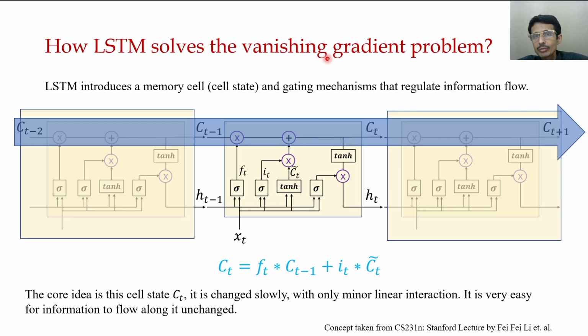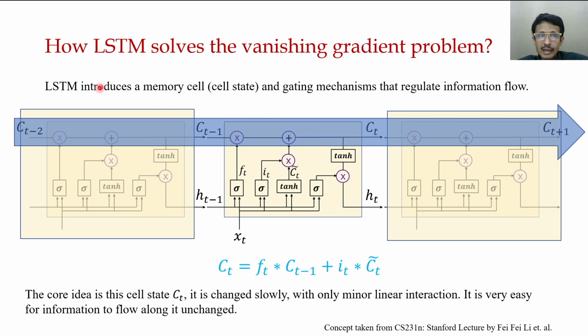Now, how does LSTM solve the vanishing gradient problem? We have this formulation and this kind of structure. This is the t minus 1 state, this is the t-th state, and this is the t plus 1 state. So this cell state is very important.